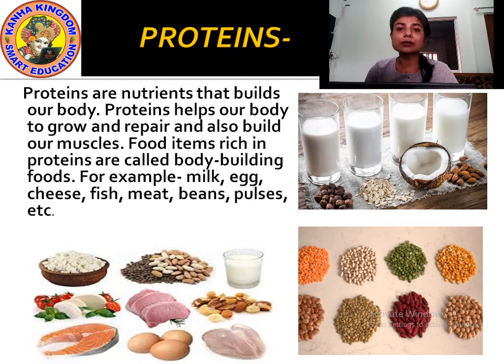And students, what are the sources of protein? Milk, egg, cheese, fish, meat, beans, pulses, etc. These are the sources of protein in our food. Milk contains protein. That is why it is said, drink milk every day so that you will grow healthy. You will grow taller. Then egg contains protein, cheese contains protein, fish, then meat, then beans, pulses.